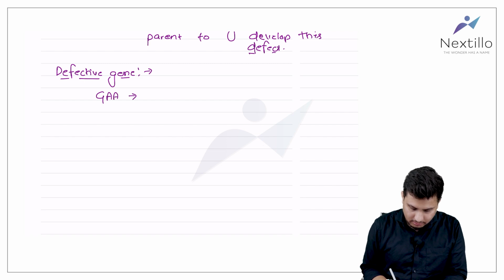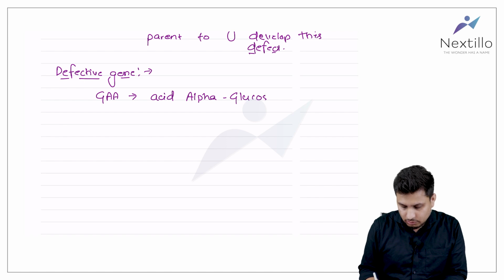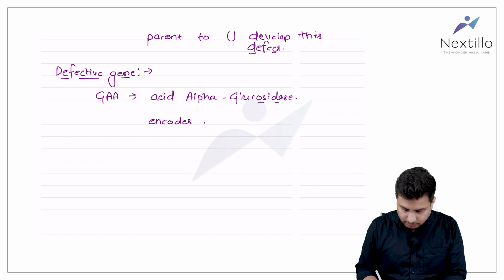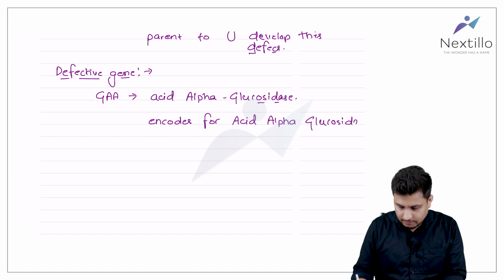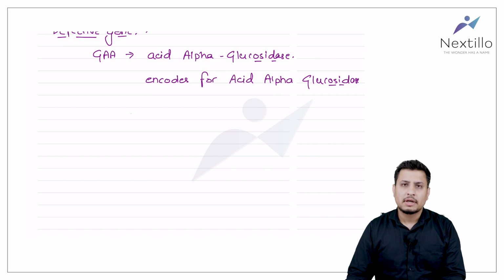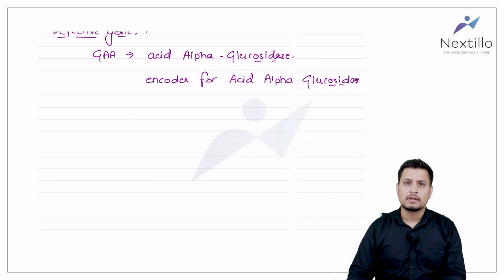GAA, acid alpha glucosidase, encodes for acid alpha glucosidase. So the glycogen is not broken down and gets accumulated in the lysosomes, particularly in the muscular cells, affecting the muscles, leading to progressive muscular weakness and other symptoms.